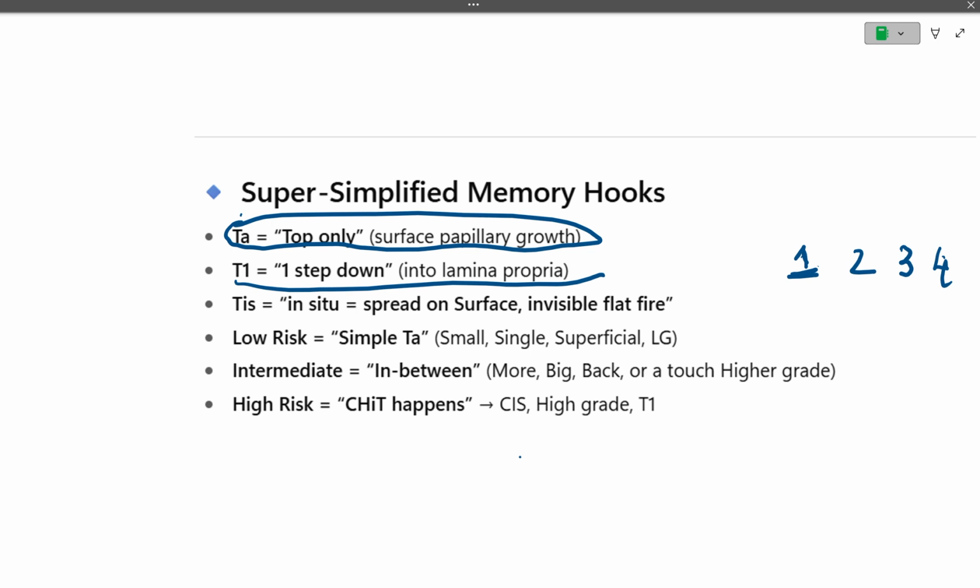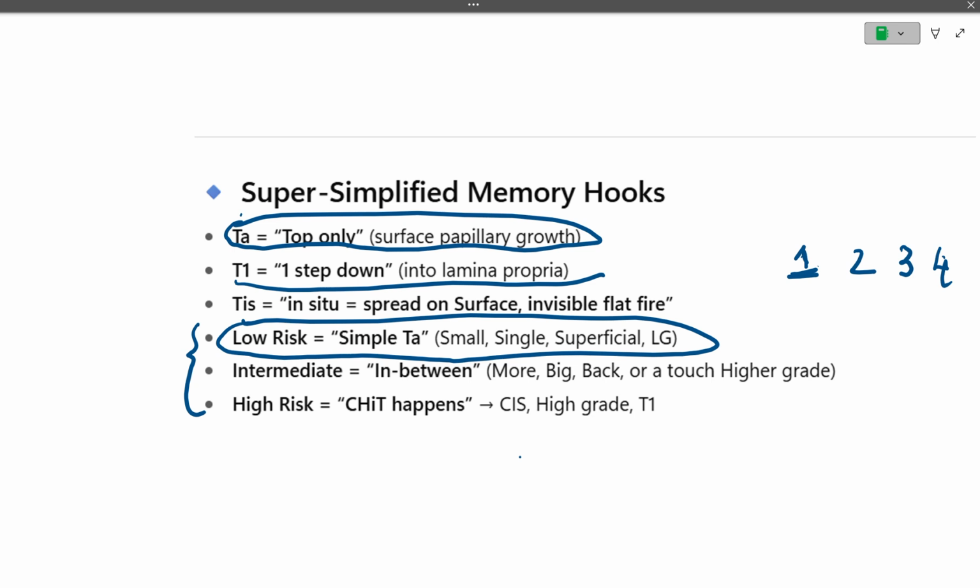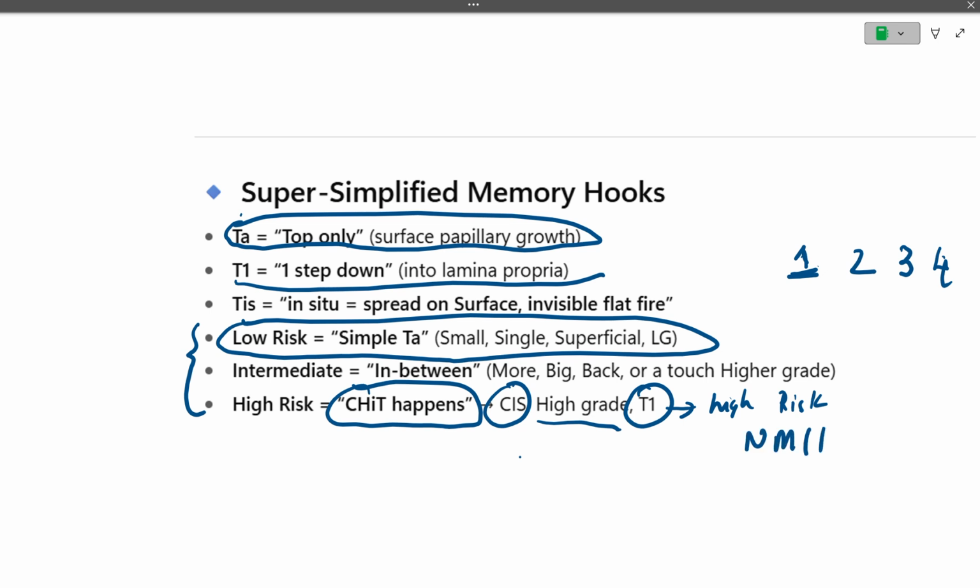Now, what is low, intermediate, and high risk? This is important because your management will be based on this. If it is simple Ta, low grade, superficial, it is low risk. High risk is when bad things happen. Carcinoma in situ is automatically high risk. High grade and T1 are all considered high risk non-muscle invasive bladder cancer. That's how we do the risk stratification, along with intermediate risk.